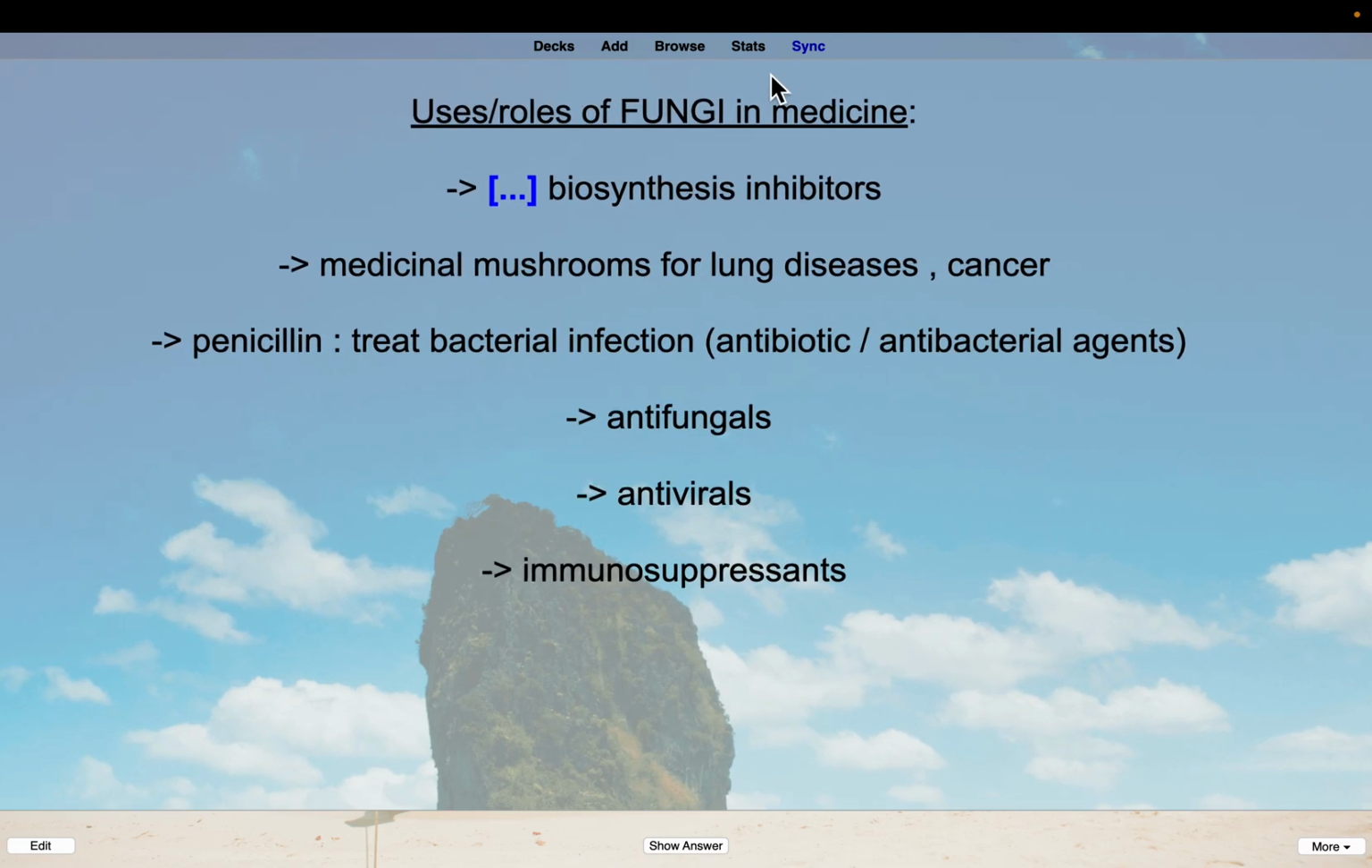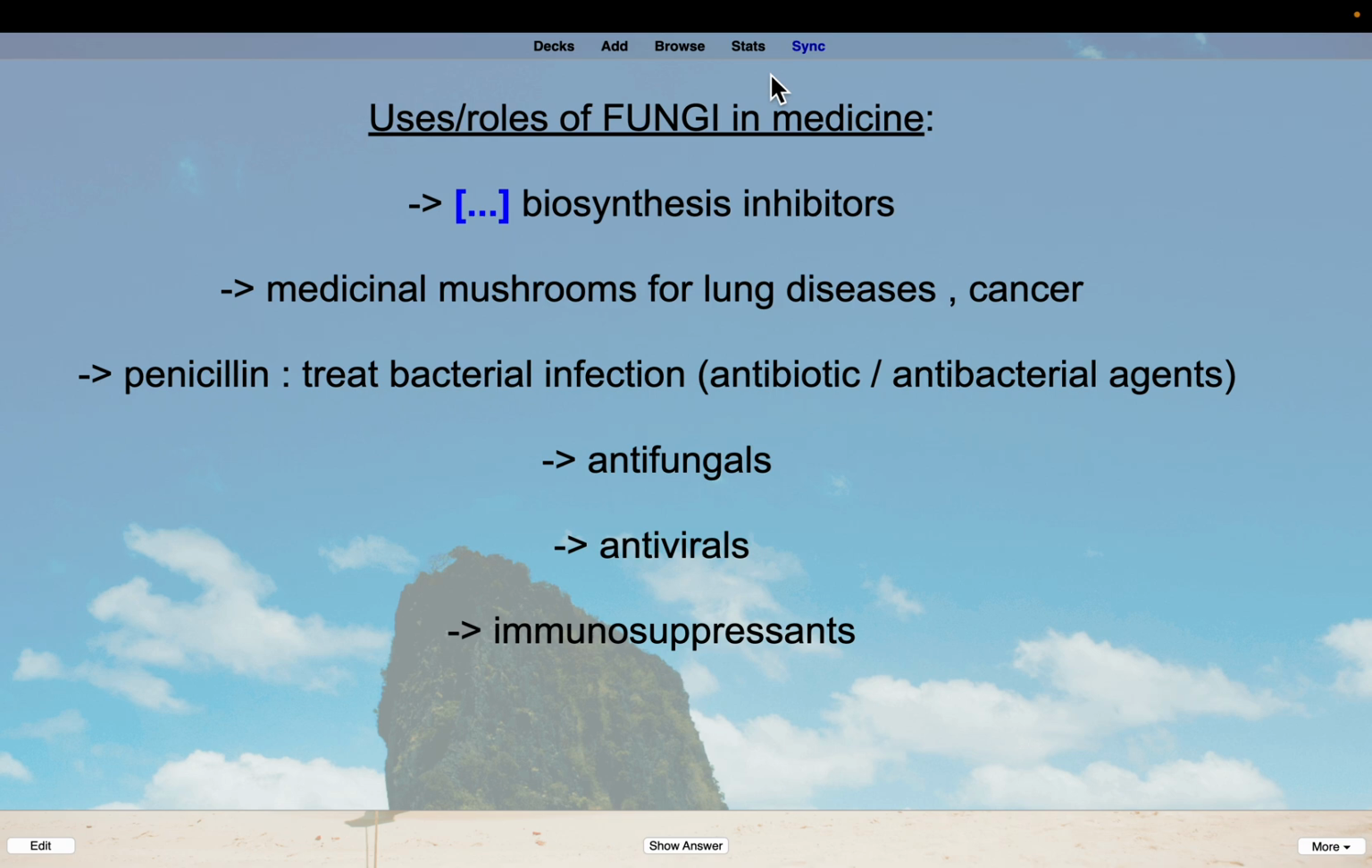Okay, what are the uses of fungi in medicine? So they could be used as cholesterol biosynthesis inhibitors. Usually, if you have high cholesterol, you need to take in certain antibiotics that help solve the issue of having too much cholesterol. So, cholesterol biosynthesis inhibitors are actually made out of fungi, and it's effective, that's for sure.